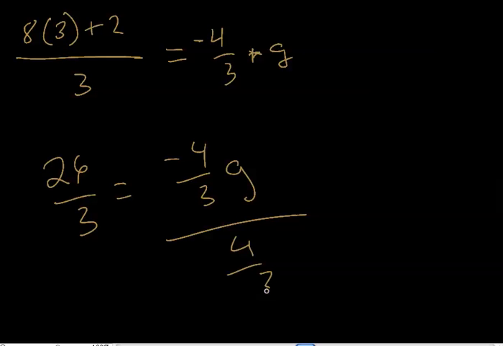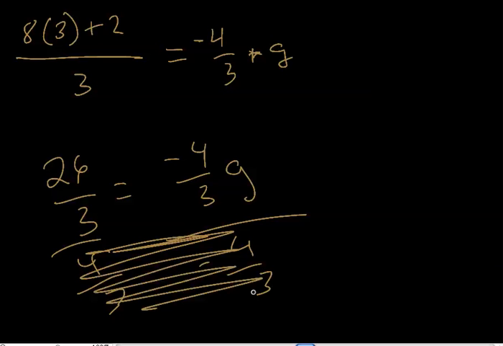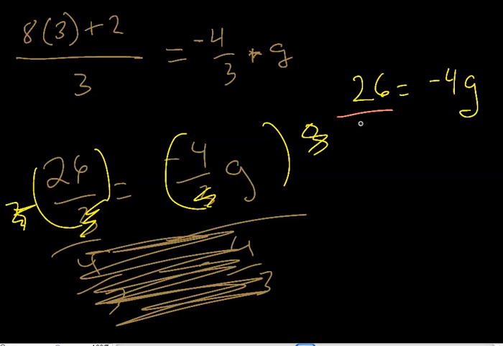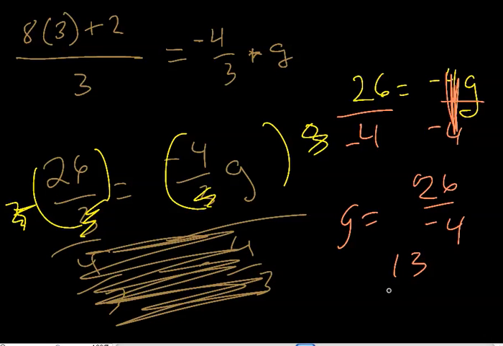Divide out that 4/3, both sides. In fact, why don't I forget that? Instead of doing that, why don't I multiply both sides by 3? That way, these 3's will cancel out. And I'm left with 26 equals negative 4g. Then I divide both sides by negative 4. So these 4's cancel out. And then I get g is 26 over negative 4, or 13 over negative 2.